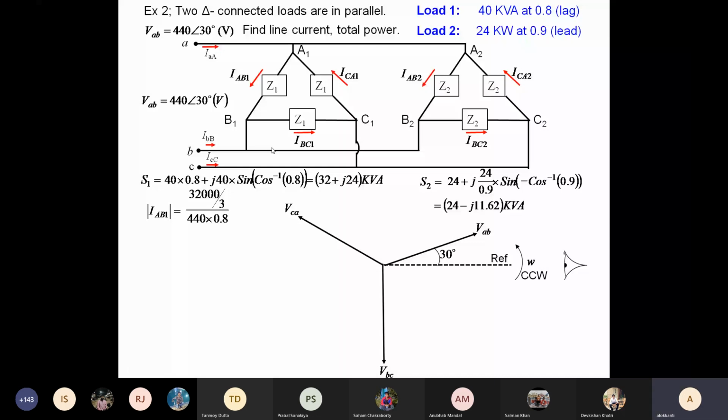Sir, I have a doubt. VAB is not given as RMS, sir. It is absolute. VAB, if nothing is told, it is RMS. Okay, sir.